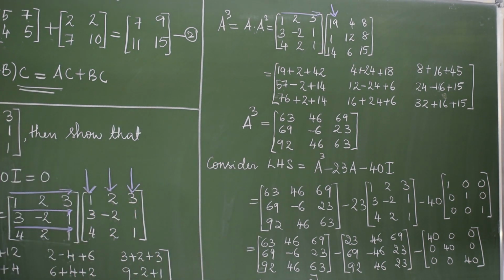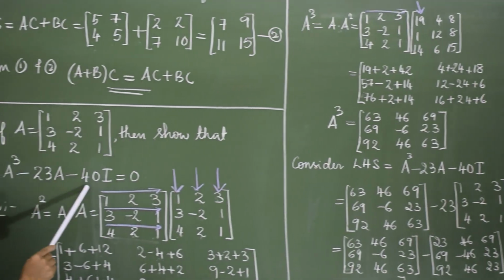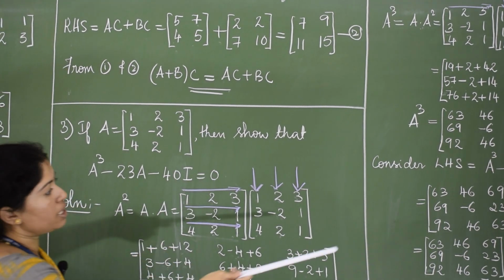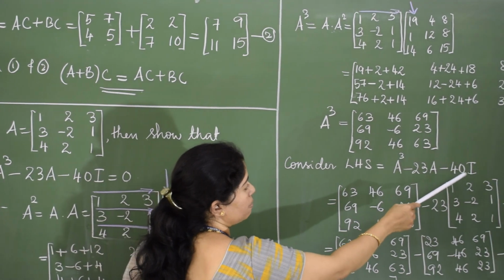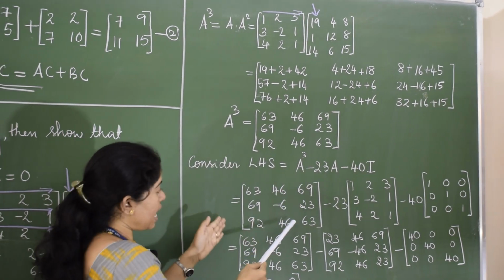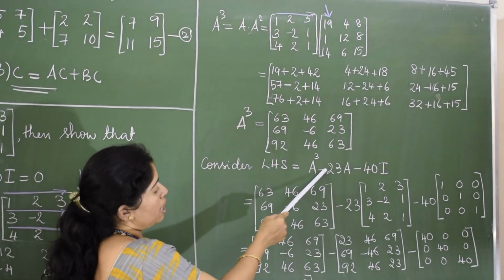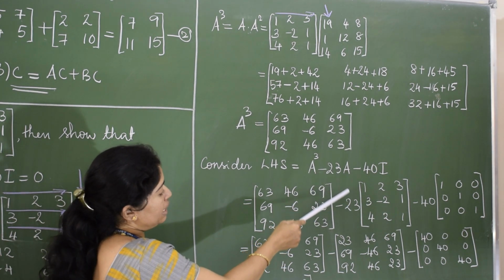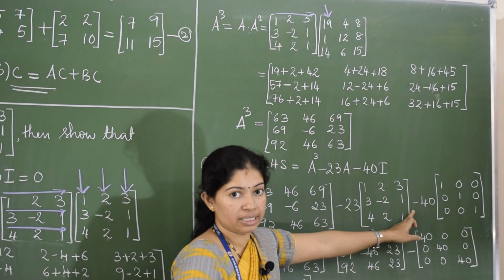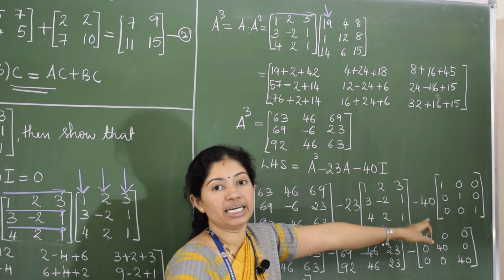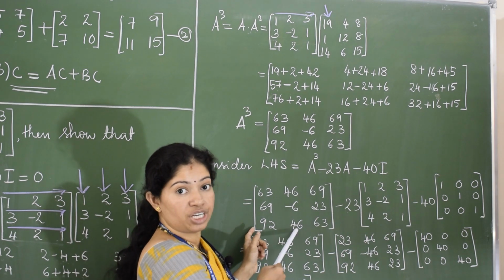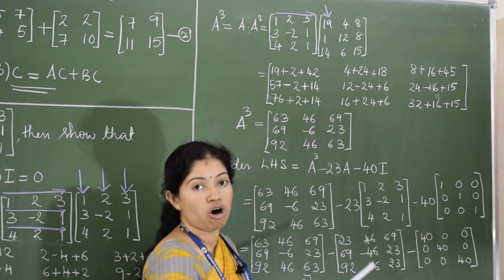We have to show this A cube minus 23A minus 40I is equal to 0 matrix. So take this one now. Consider that A cube minus 23A minus 40I. Then do the substitution. We got A cube here, matrix. Write that matrix first. Next what you have? Minus, so write that minus 23 into the matrix A. Next again what you have? Minus 40 into I. I means identity matrix of that same order you are going to take. Here the order of this matrix is 3, so you have to take identity matrix of order 3.